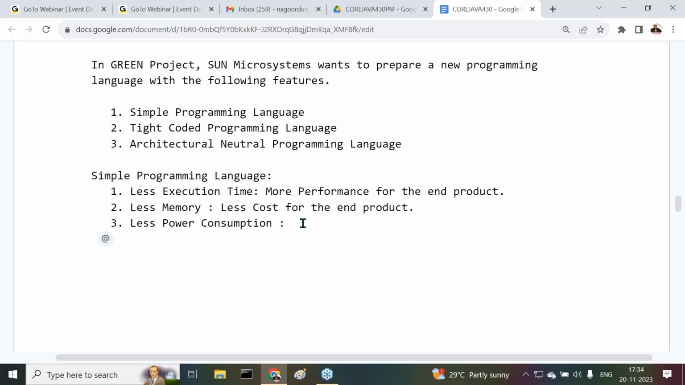But because of more hardware interaction, more battery consumption is going on. Instead of changing the battery every 6 months, I have to change it every 3 months. The same 100 rupees I have to put in every 3 months. That means the maintenance cost of the product is increased.